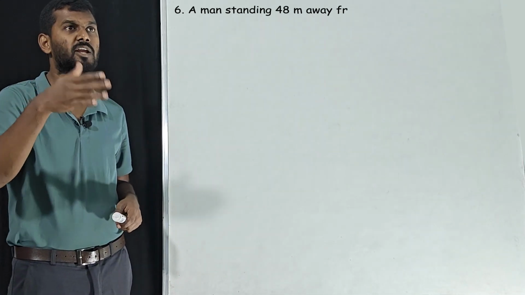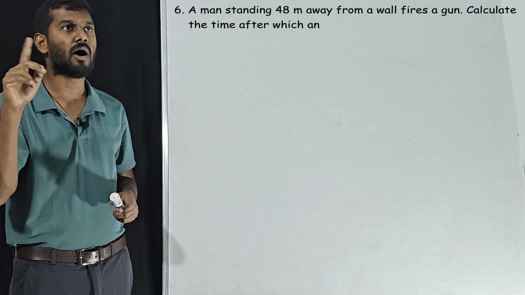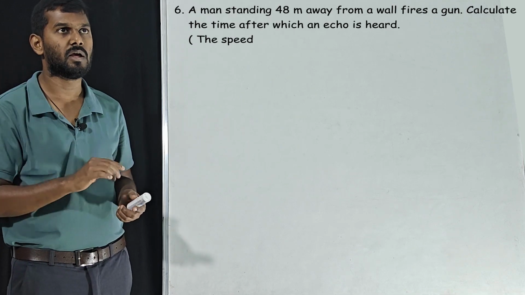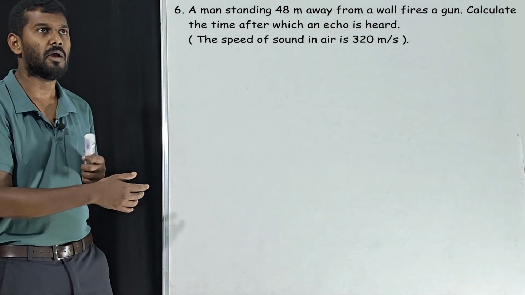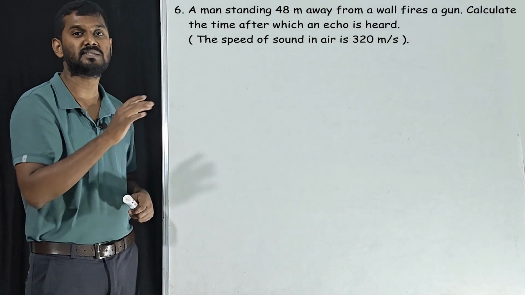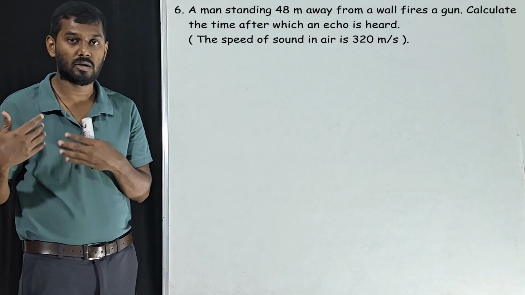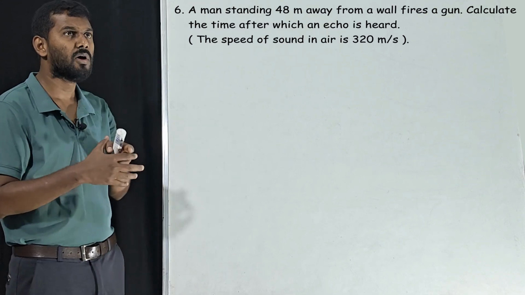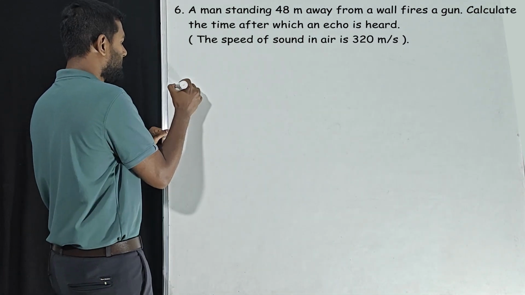Our next question: a man standing 48 meters away from the wall fires a gun. Calculate the time after which an echo is heard. The speed of sound in air is 320 meter per second. Listen, from now onwards we'll draw the diagram and then understand the question. Then it will be easy for us to understand the complicated questions. Now listen, this is question number 6.